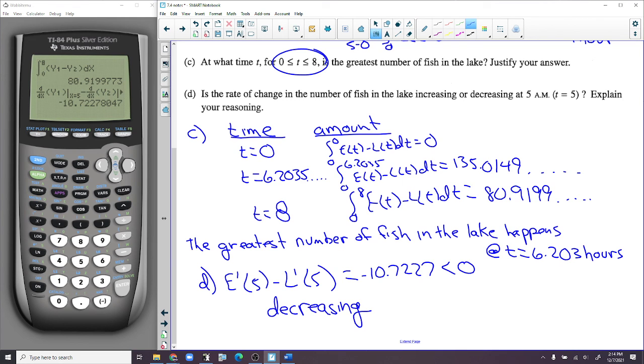Explaining doesn't mean write a whole paragraph. Sometimes it's just a couple symbols. Less than 0. The rate's less than 0. The derivative's less than 0. There we go.